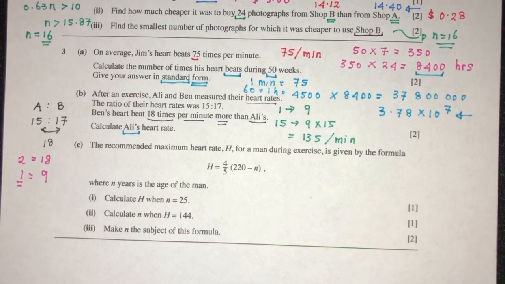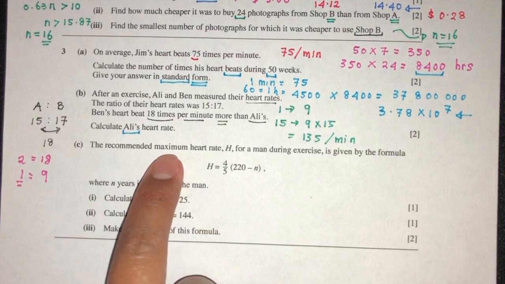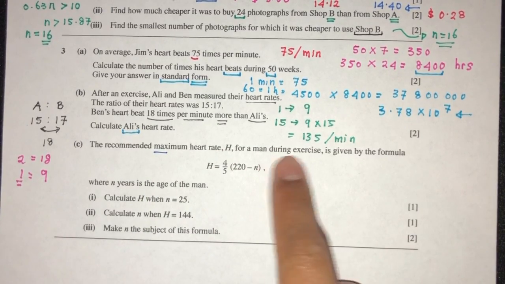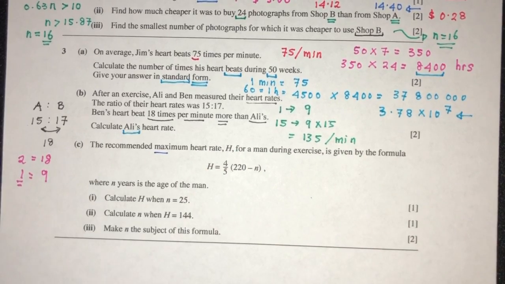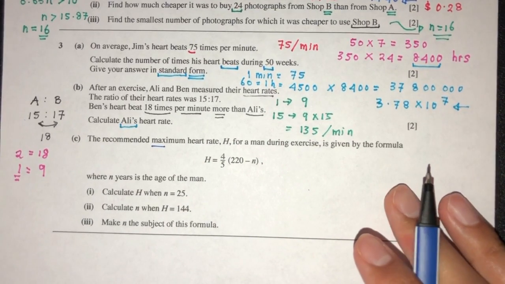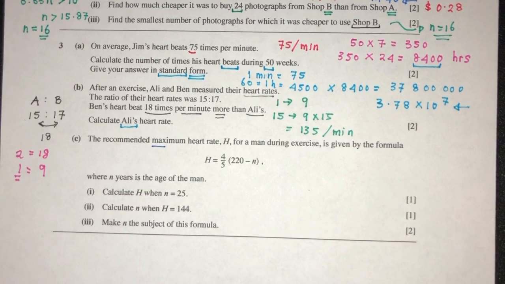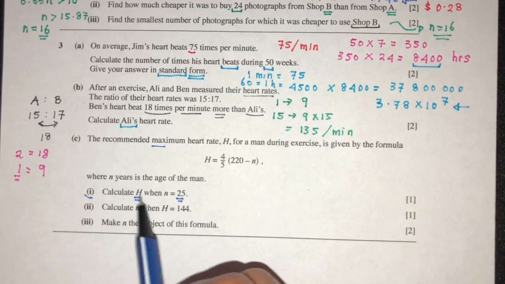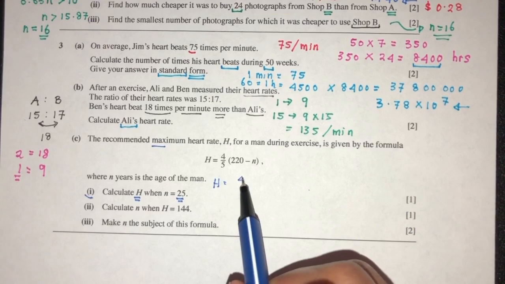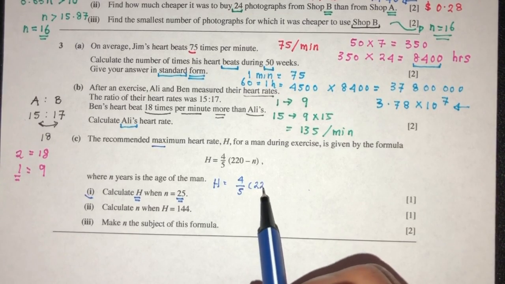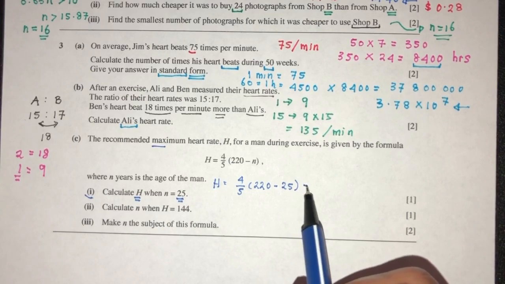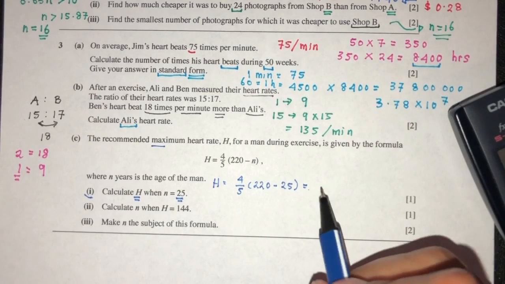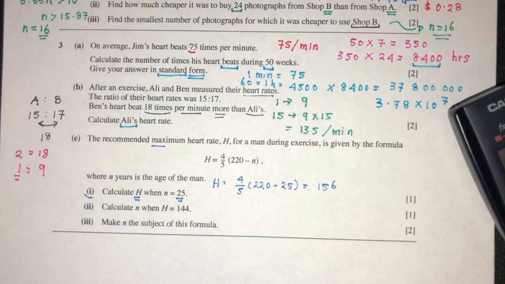Now for part C, here we have the recommended maximum heart rate H. That's the maximum H for a man during exercise, given by the following formula, where N is the age of the man in years. Okay, good. Now part 1, we have to find the value of H when N is 25. So just replace back in your equation. So H will be 4 over 5 times 220 minus 25. So 220 minus 25 times 4 over 5 should be 156. That is pretty easy. That will be part 1.